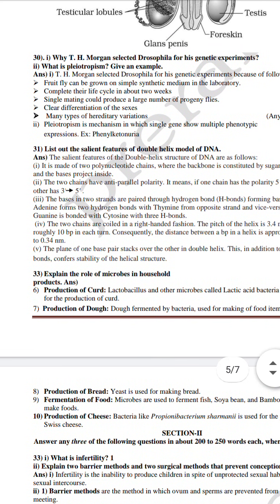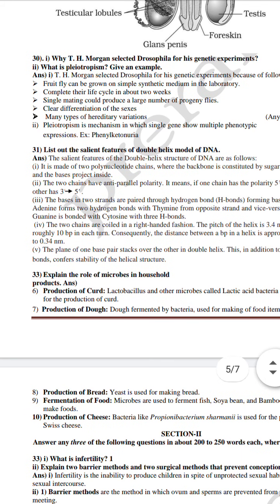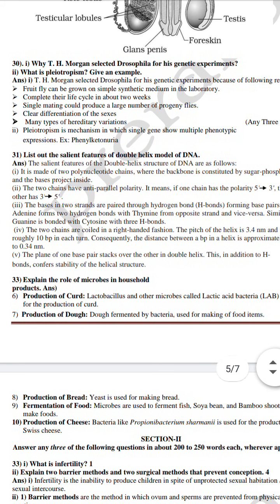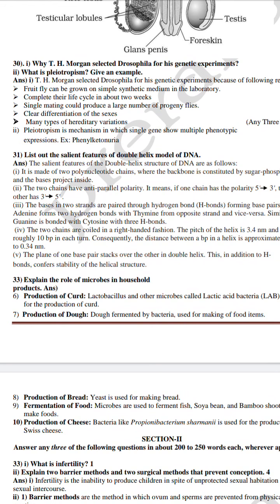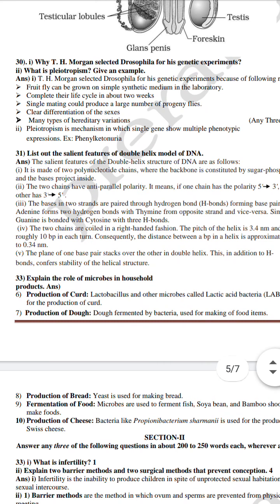Now I'm going to another question, 30th question. This 30th question is composed of 2 questions. What are those 2 questions? Why did T.H. Morgan select Drosophila for the genetic experiments? Yeah, very interesting and easy. Next, what is palindromism, and give an example. And students, this is a very interesting question, and students can use your brain to answer this question.